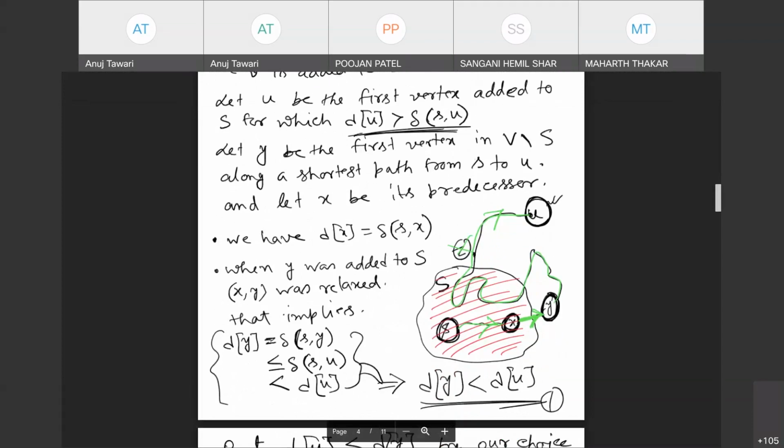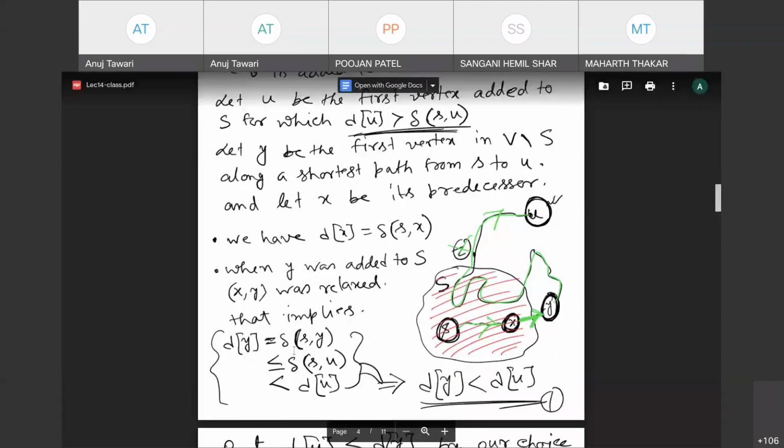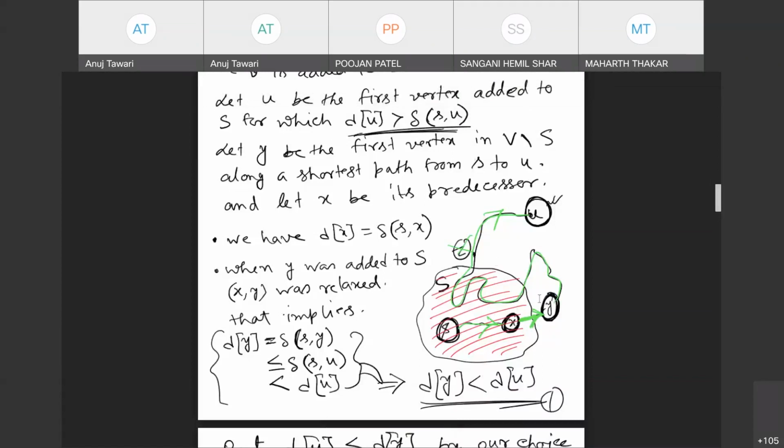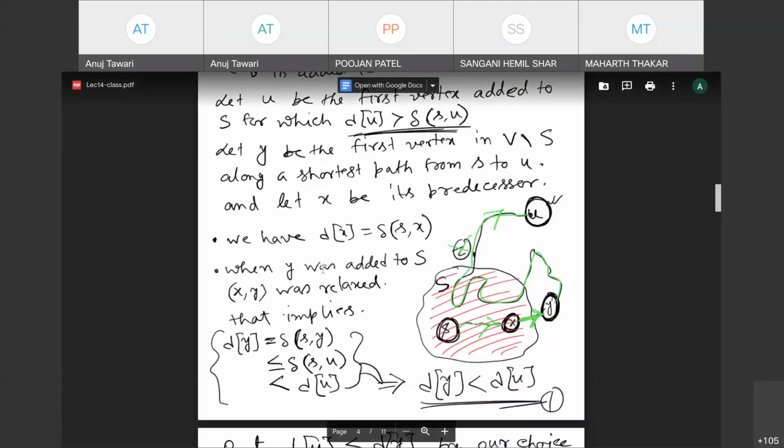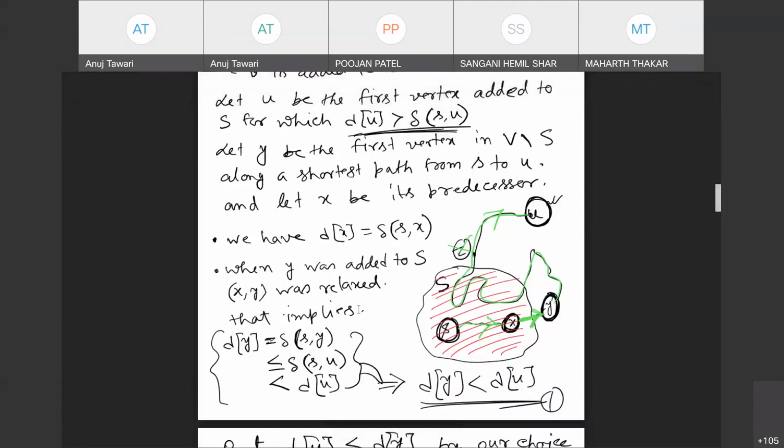And this will imply that dY equals the shortest path from S to Y, which is always less than or equal to the shortest path from S to U. This is assuming the second lemma, which we proved above.